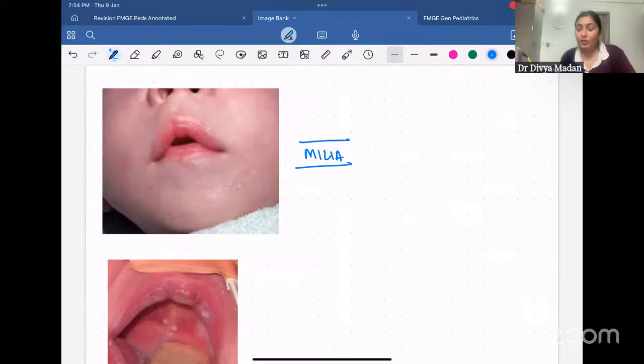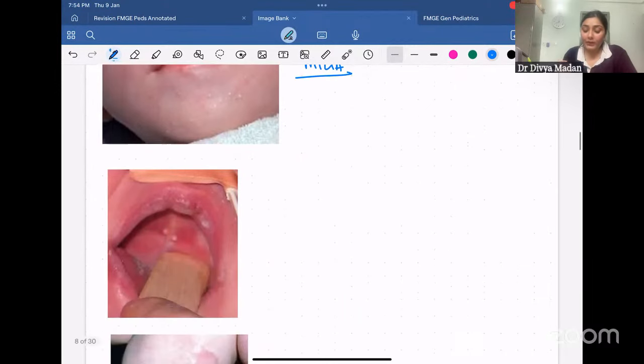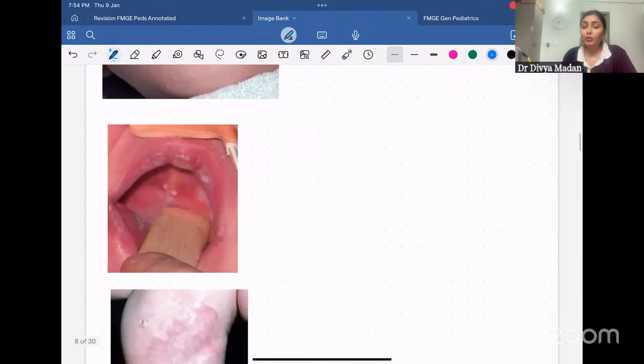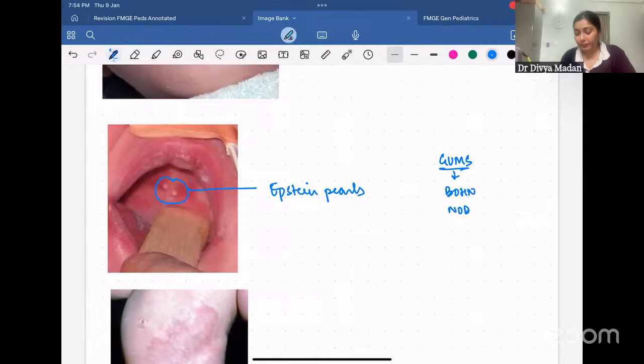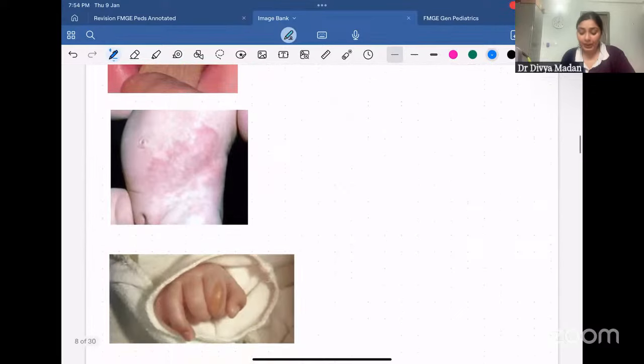These are nests of the epithelial cells. This is epidermal inclusion cysts over the face. If similar epidermal inclusion cysts are seen over the palate, these are Epstein pearls. And if similar epidermal inclusion cysts are seen on the gums, these are known as Bohn nodules. All of these are benign lesions that are seen in newborns.